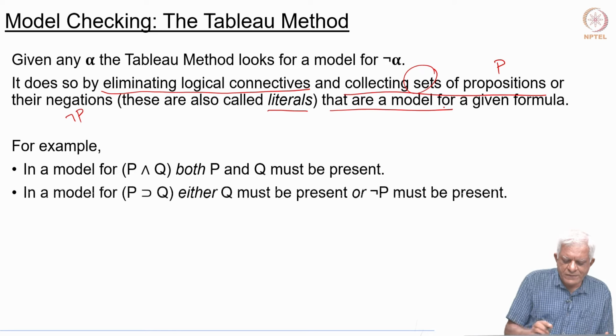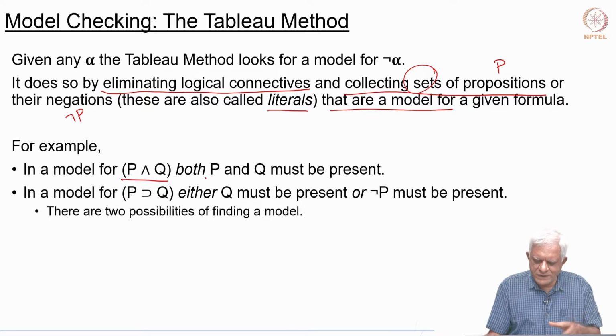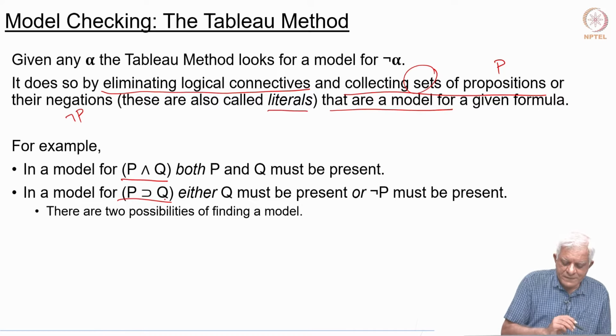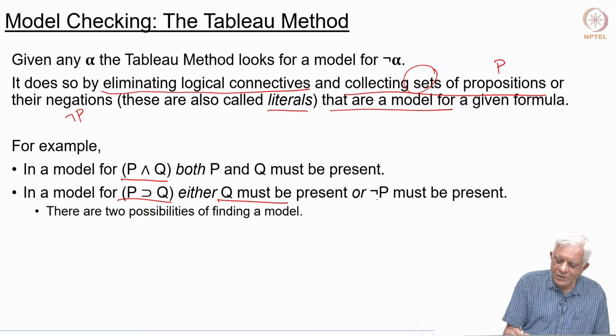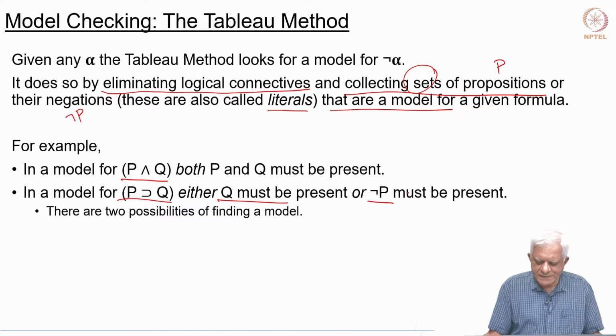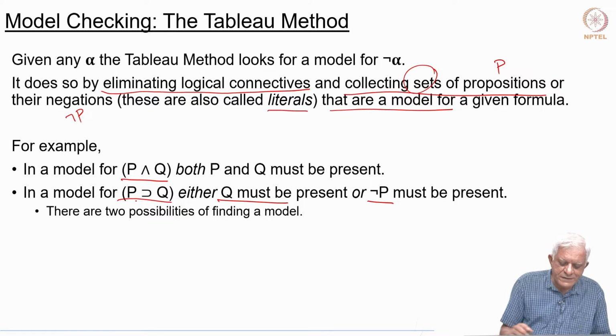So, if you are looking for a model for P and Q, then both P must be true and Q must be true, once you have removed the connectives and collected this set of literals which must be true. On the other hand, if you are looking for a model for P implies Q, then you can have two different models. One model in which Q is true, so Q must be present, or not P must be present. Of course, both can be present at the same time also, but if either one of them is present, then we have a model essentially. So, there are two possibilities of finding a model for P implies Q.